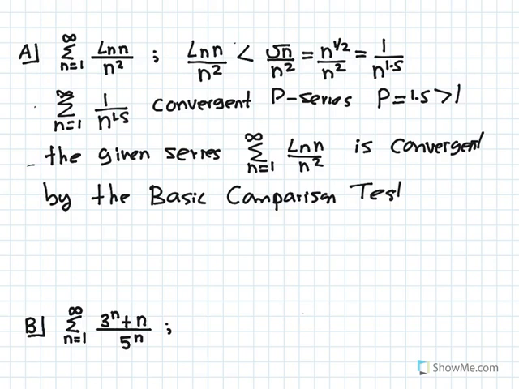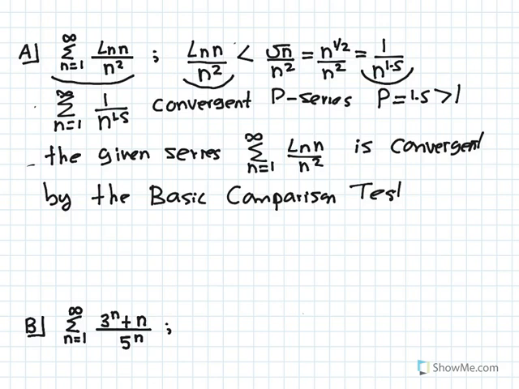Every term of our given series log n divided by n squared is less than every term of a comparison series, which is a convergent p-series, because p is equal to 1.5 greater than 1. So by the basic comparison test, the given series summation n equals 1 to infinity log n divided by n squared is a convergent series.